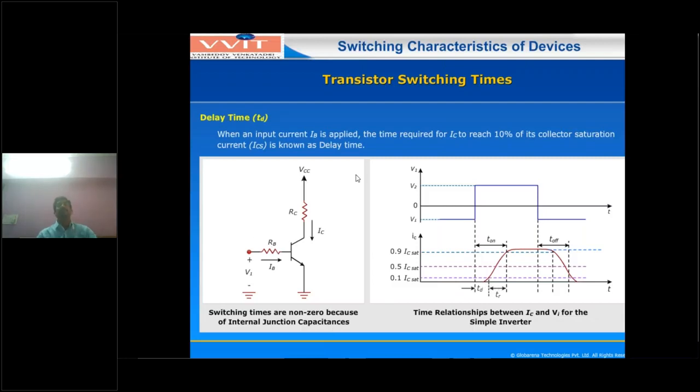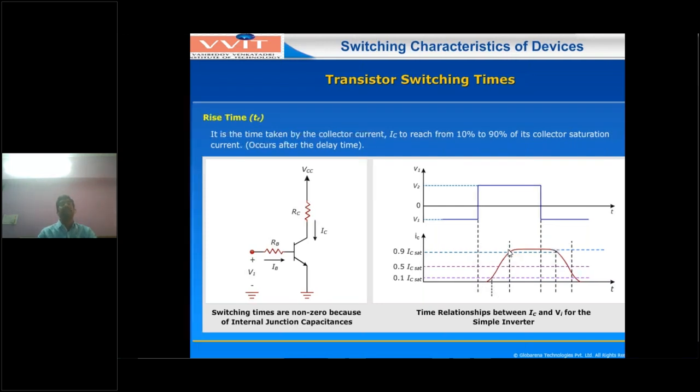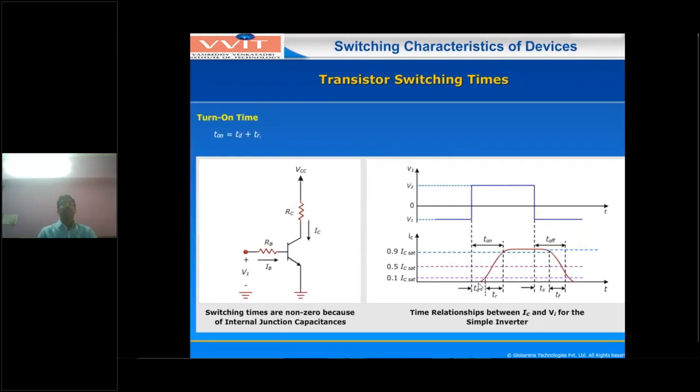And what is the delay time? Delay time is the time required for the collector waveform to reach from 0 to 10% of the collector saturation current, that is, 0.1 IC sat. The duration of time during which the collector current increases to this level is called the delay time. Similarly, rise time is the duration in which the collector current increases from 10 to 90%. Similarly, what is the turn on time? Delay time plus rise time is called the turn on time.